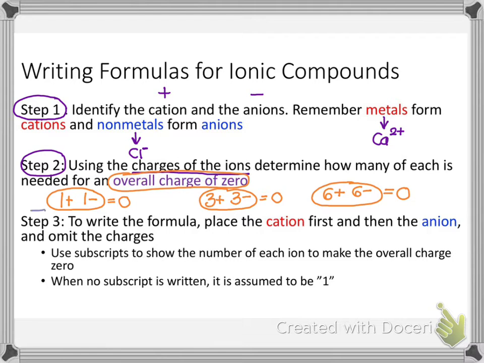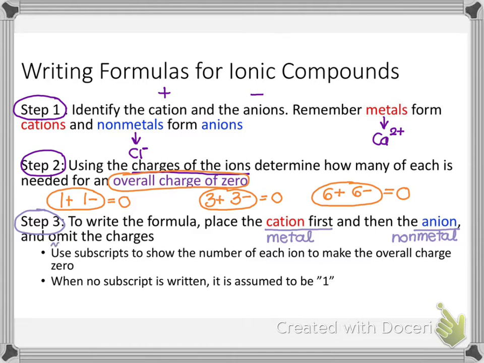And then step 3 says to write the formula, place the cation first. So that's the metal, and this will always be true. The cation or metal will be first, and then the anion will be after that. And so in all of our formulas and in all of our names, the metal is going to be first and the nonmetal is going to be second.